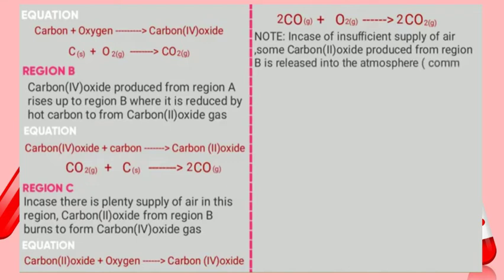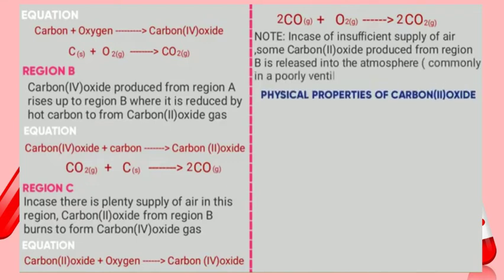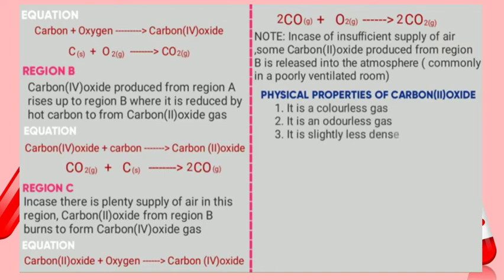Now physical properties of carbon 2 oxide include: it is a colorless gas, it is an odorless gas, it is slightly less dense than air, as the density of carbon 2 oxide is 1.25 grams per centimeter cubed, while that of air is 1.2929 grams per centimeter cubed. 4. It is slightly soluble in water.